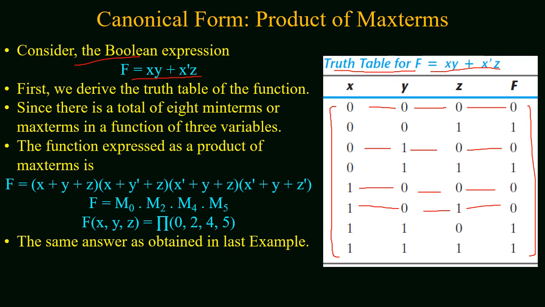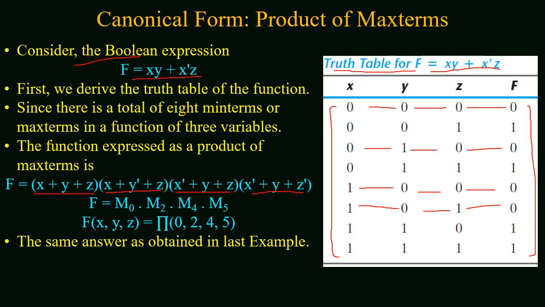For the first combination of 0, 0, 0 the Maxterm will be x plus y plus z. For 0, 1, 0 the Maxterm will be x plus y prime plus z. For 1, 0, 0 the Maxterm will be x prime plus y plus z, and similarly for 1, 0, 1 the Maxterm will be x prime plus y plus z prime.